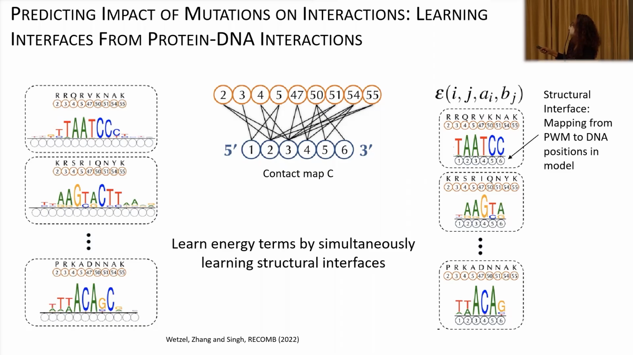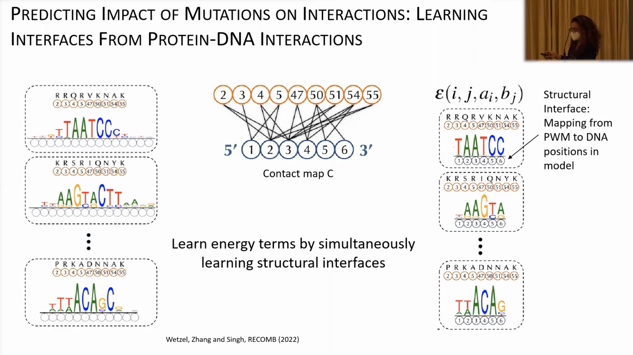So here's the protein side. These are different positions. It's not that all of these types of protein-DNA interactions happen this way. This is for this homeodomain class of proteins, but a lot of them do. So you can come up with contact maps for certain restricted cases. We showed that if you have a contact model like this, and you have data that looks like this, you can actually learn energy terms and this registration on a contact map simultaneously. So you're learning a structural interface.